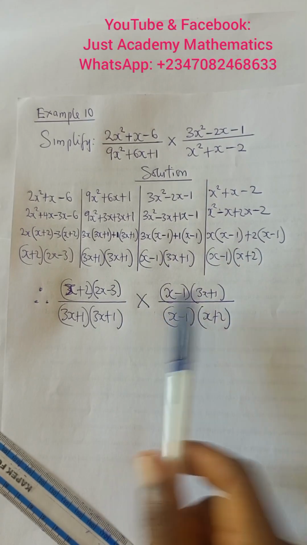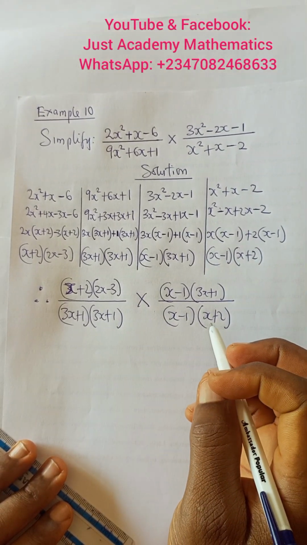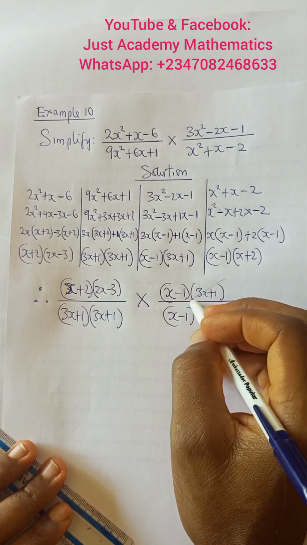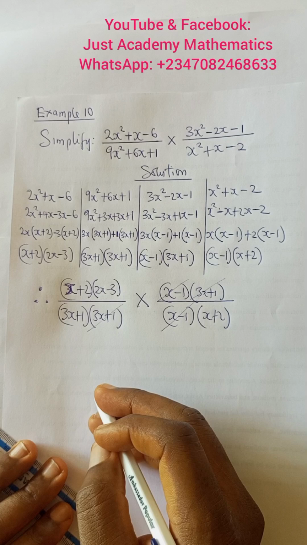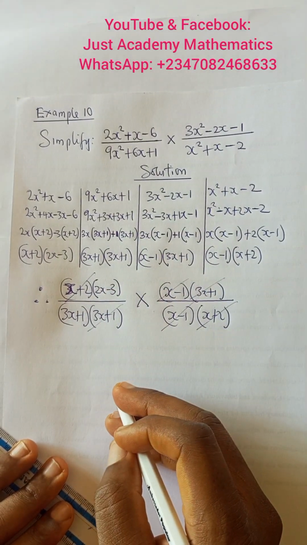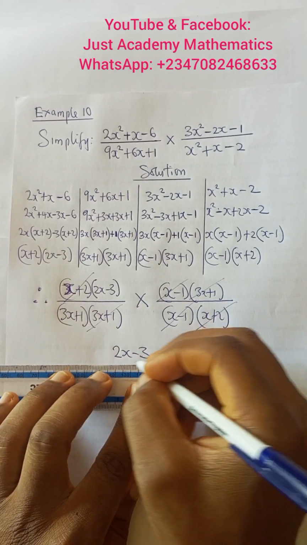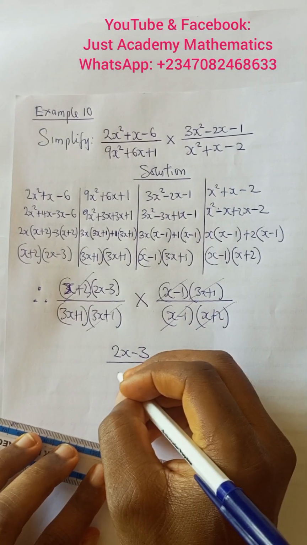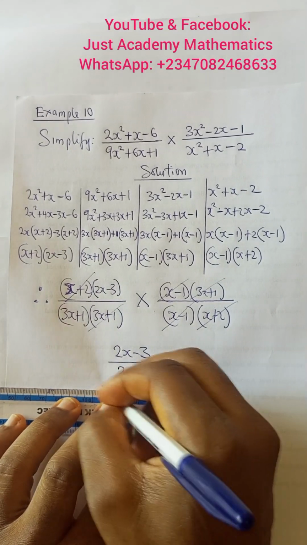So since it's multiplication, we can just cancel out the common values. 3s plus 1 can cancel 3s plus 1. s minus 1 can cancel s minus 1. s plus 2 can cancel s plus 2. So at the end of the day, we are left with 2s minus 3 all over 3s plus 1. And this is the answer. There is nothing to do again, so we'll stop here.